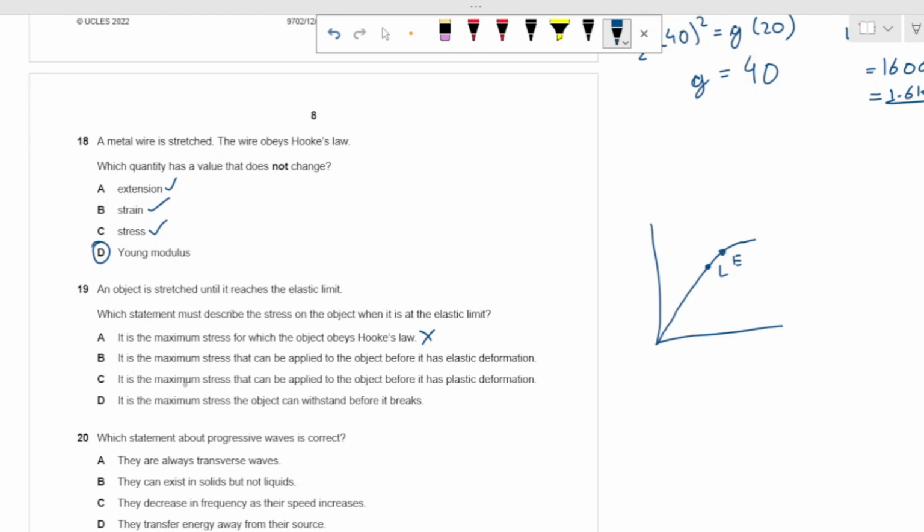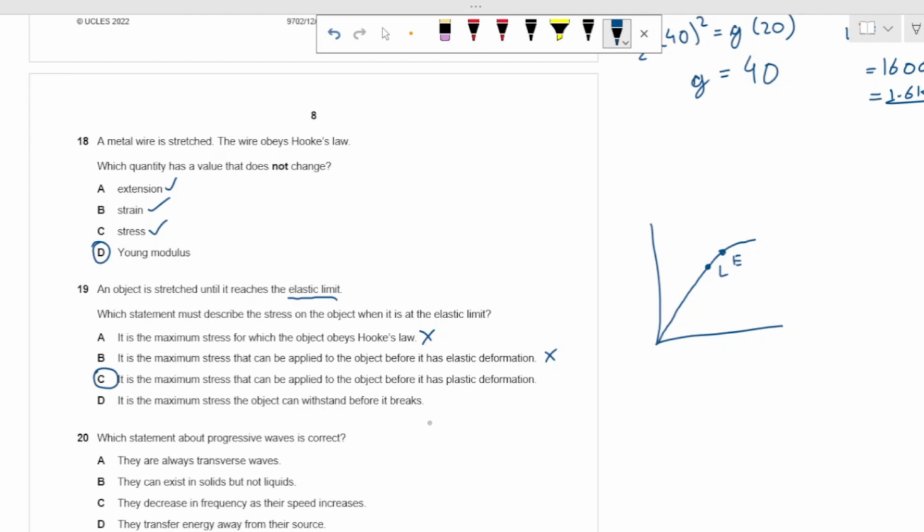Option B, it's the maximum stress that can be applied to the object before it has elastic deformation. No, elastic limit is the maximum limit at which the object is stretching elastically. So of course option B is also wrong. Option C, it is the maximum stress that can be applied to the object before it has plastic deformation. That does make sense because elastic limit from the word itself means that beyond this, the object would not have any further stretch ability.